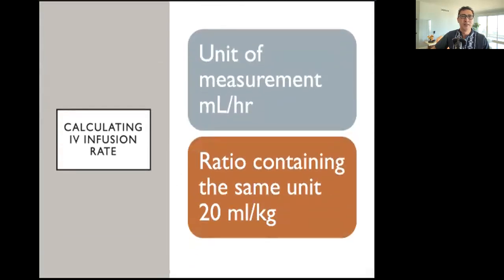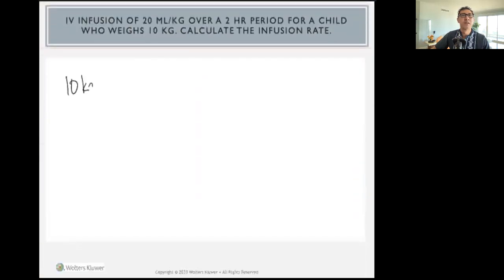As always, IV infusion rates are in mLs per hour, and we're going to use the ratio here of 20 mLs per kilogram. So here's a question. The IV infusion of 20 mLs per kilogram over a 2-hour period for a child who weighs 10 kilograms. Calculate the infusion rate. It's not as complicated as you think.